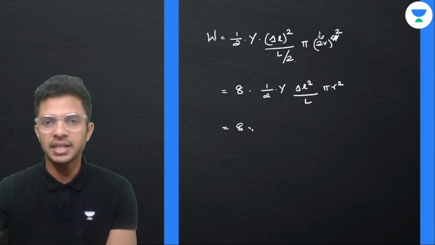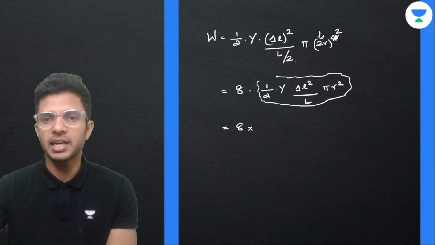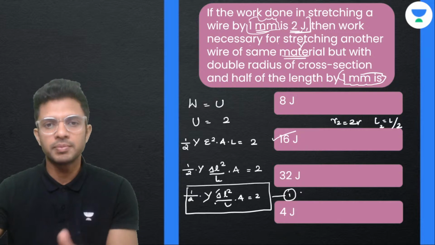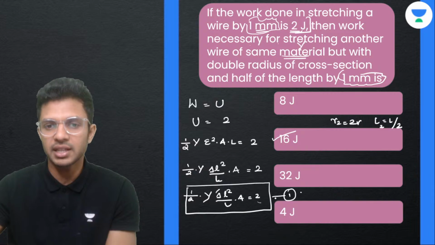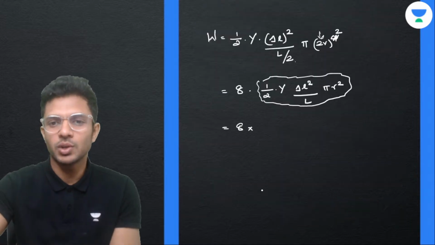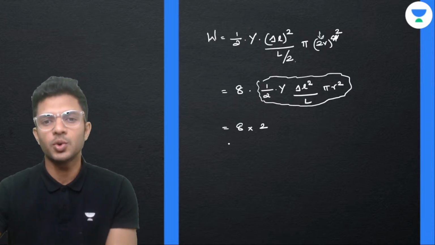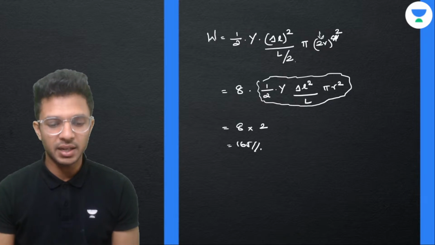ठीक है? 8 into. अरे do we have the value of this? इसका value हमको पता है क्या? Do we know the value? Obviously, going to the previous page, you know, half Young's modulus delta L square by L area, which is pi r square, उसका value क्या था? 2. We already know. ठीक है. So what we just need to do is substitute कर ले ये इधर. So 8 into 2 हो गया, that हो गया 16 joules. मिल गया या नहीं मिल गया?